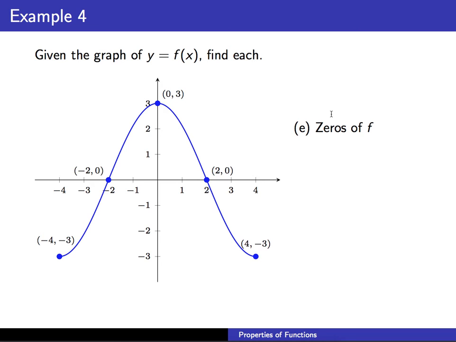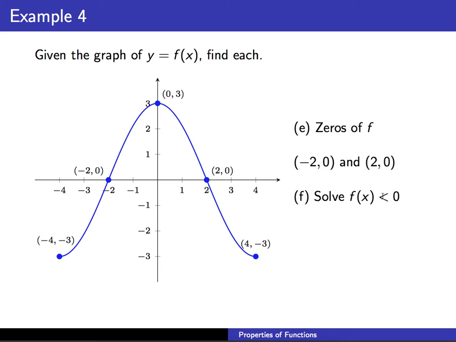The zeros of our function, well, the zeros are just another fancy way of saying what are the x-intercepts. So sometimes in math, you've got a lot of different ways of saying the same thing. So zeros of a function, the x-intercepts of the function, they're the same thing. So (-2, 0) and (2, 0) are the zeros of the function as well.